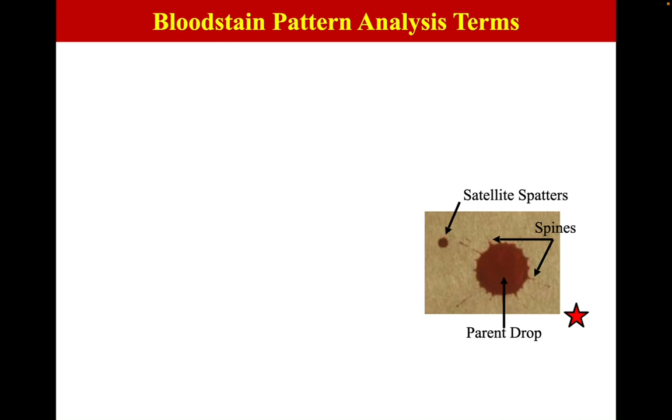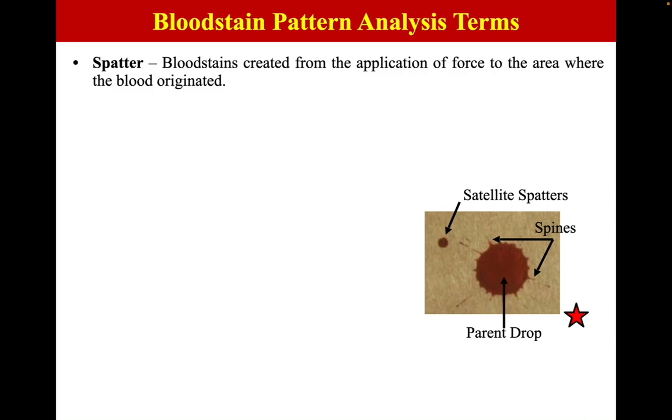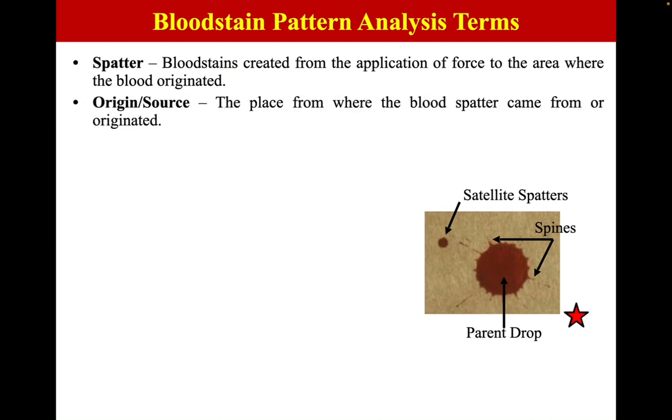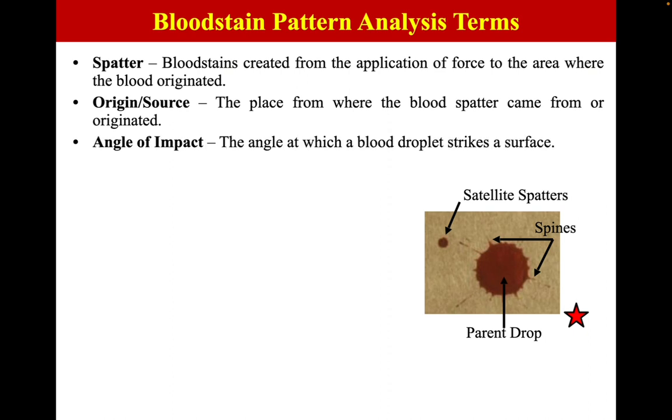So when we talk about blood stain pattern analysis, you'll be using several new terms. Spatter. This is the blood stains created from the application of force to the area where the blood originated. Origin or source is going to be the place from where the blood spatter came from or originated. Angle of impact is the angle at which the blood droplet will strike the surface that it is left on.